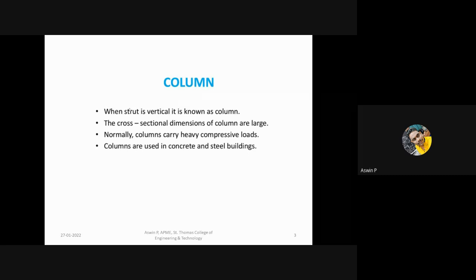Comparing with length, the cross-sectional dimension of a column is large.